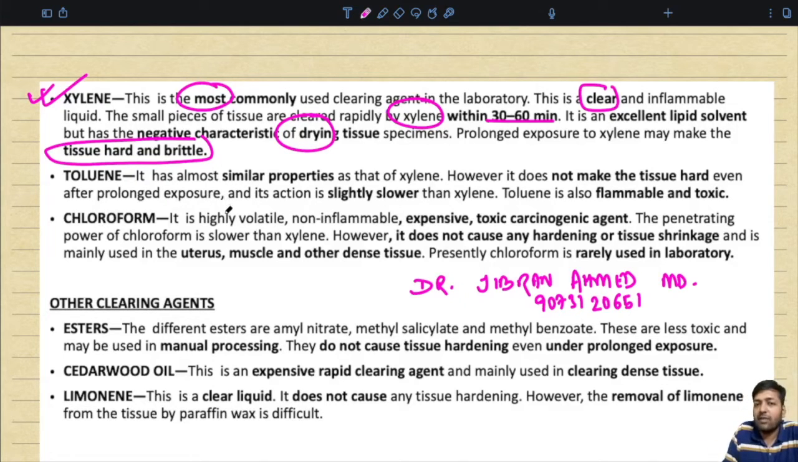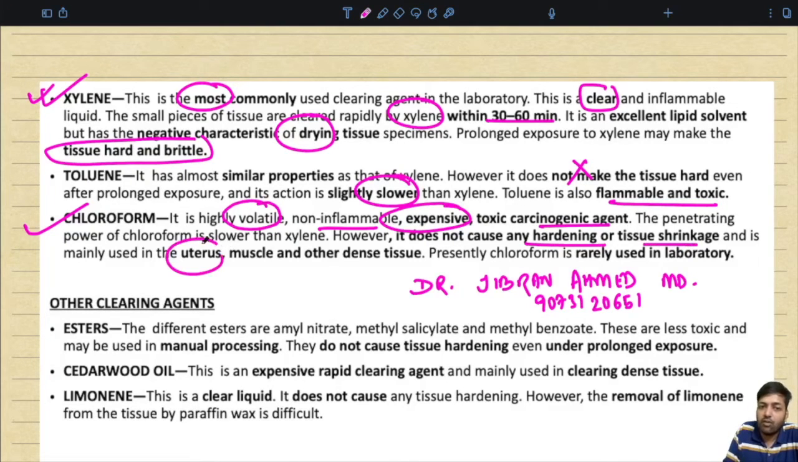Toluene has almost similar properties to xylene. However, it does not make the tissue hard even after prolonged exposure, and the action is slightly slower than xylene. It is flammable and toxic. Chloroform, if you see, is highly volatile, non-inflammable, and quite expensive, and it's a toxic carcinogenic agent. So you should basically have a closed system for using chloroform, not an open system. Now, the penetrating power of chloroform is lower than xylene. However, it does not cause any hardening of the tissue or tissue shrinkage, and it is mainly used for dense tissues like uterus muscle. Presently, chloroform is rarely used in the laboratory.